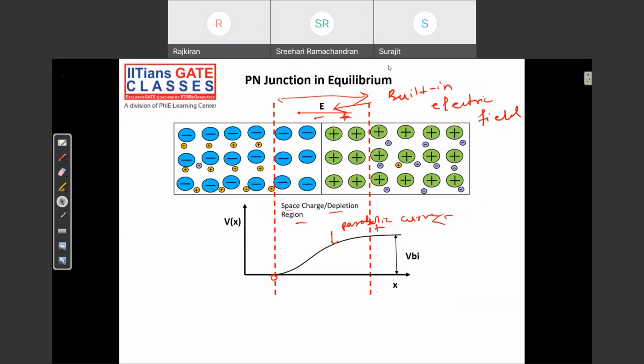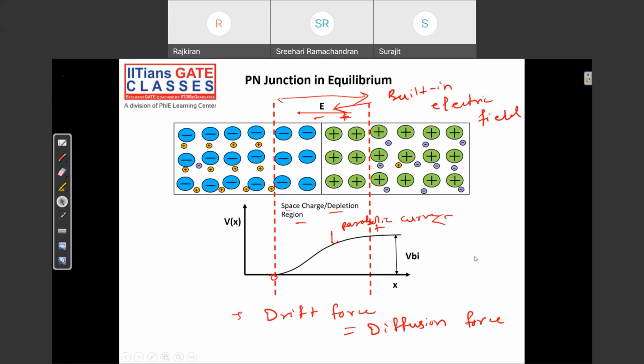Here the electric field is opposing the further motion of carriers. That's why there is an equilibrium. At equilibrium, the electric field force, which is nothing but the drift force, is equal to the diffusion force. Clear?